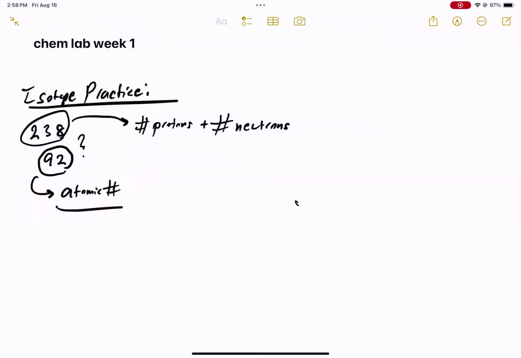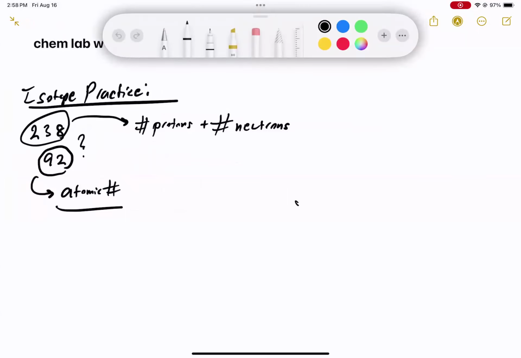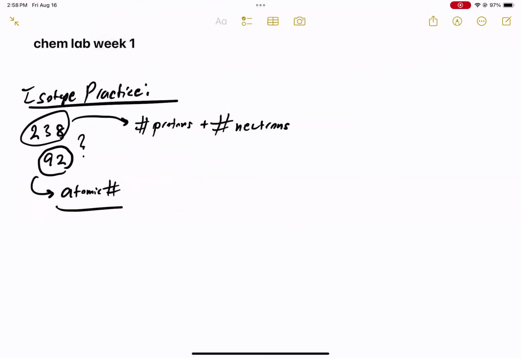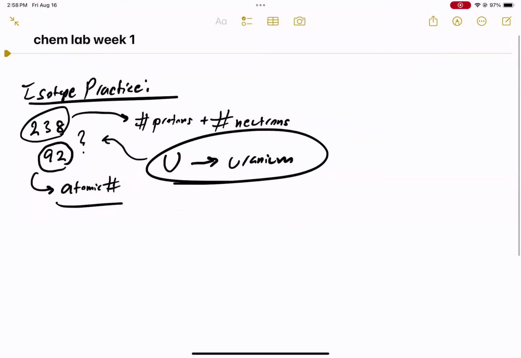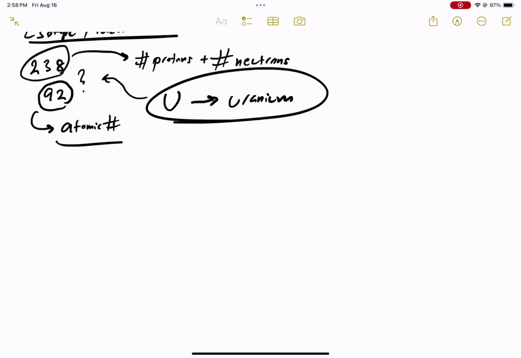I'll just tell you the answer of what that 92 represents, because if you were to look at the periodic table and look for the number 92, you'll see that 92 corresponds to U. Not you as in the person watching, but U as in the element. This is shorthand for uranium. So that means uranium is what this question mark is. That's the identity of this isotope. All right, so that's the first one down. Let's go on to the next one.